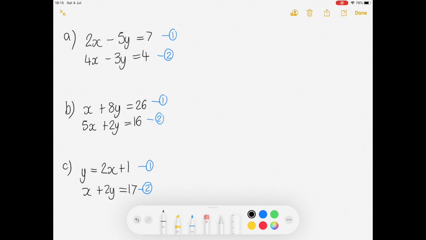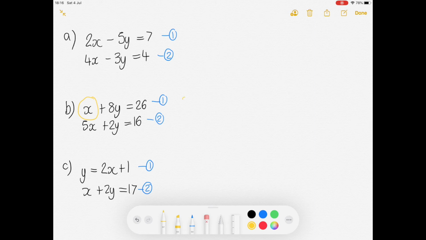Moving on to question B, let's have a look at this one. Pause the video and have a think about what you would do. Would you eliminate or would you substitute? Question B is quite a clear target for a substitution, and let me tell you why. That's because we've got an x on its own here.